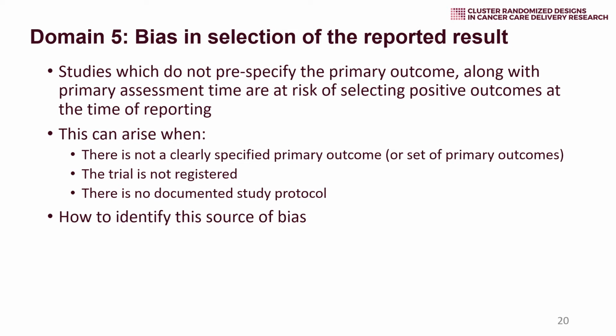And then the final domain, domain 5, is bias in selection of the reported result. So studies which do not pre-specify a primary outcome, along with its primary assessment time, are at risk of selectively reporting positive outcomes. And this can arise when either there is not clearly specified a primary outcome, the trial hasn't been registered, or there is no documented study protocol. It is possible to identify whether this source of bias has arisen.